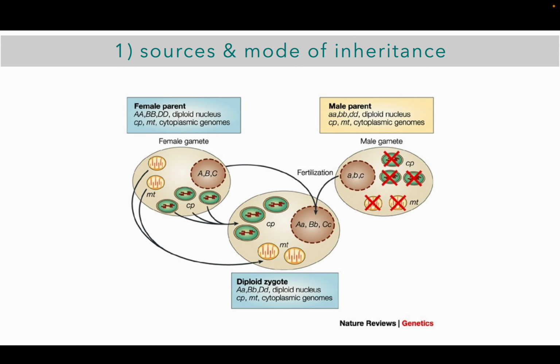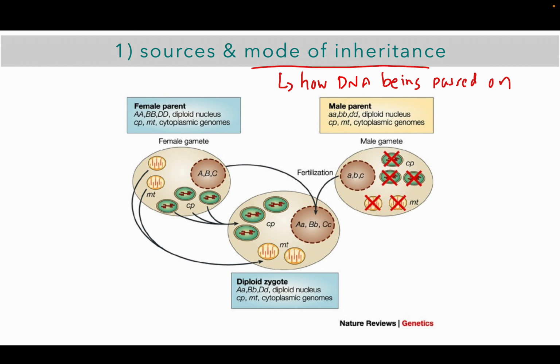All right, let's look at the first thing, which is the mode of inheritance. How is DNA passed on to the babies? Typically this is what happens in plants or in animals for that matter. Your nuclear DNA comes from both mom and dad. But mitochondria and chloroplasts usually only come from the female side. Why?